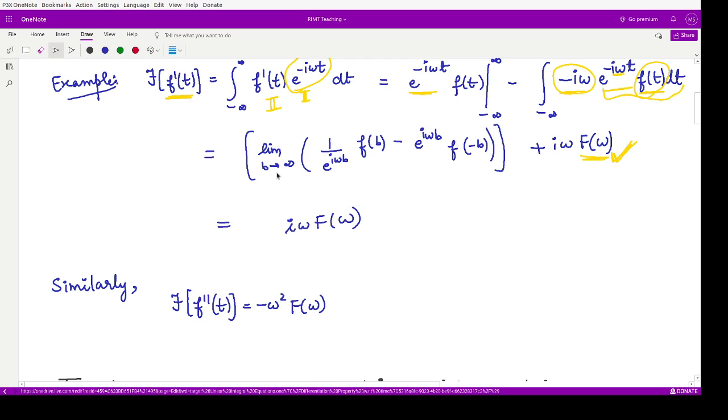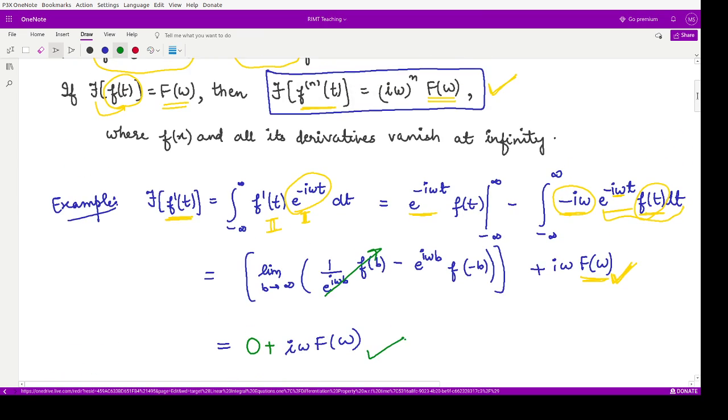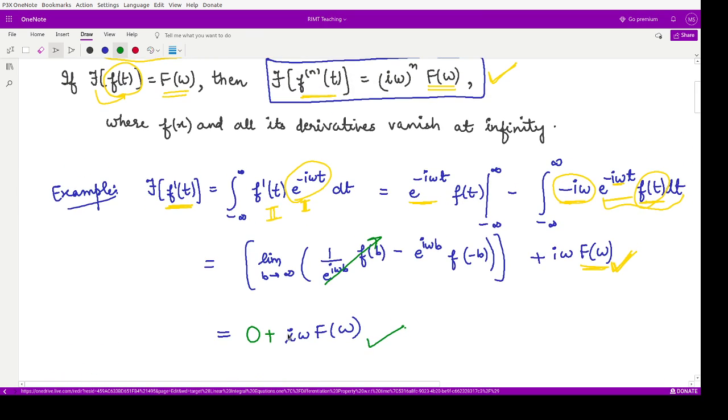So now when you substitute this limit b tending to infinity, what does this become? E to the power infinity, that means 1 by infinity, and this is 0. So the first term is 0, cancelled. And in the second term, when you substitute infinity here, it is not defined, right? So this term won't come here. So this is 0, and we only have this term. So whenever we calculate the first derivative of the given function, this is equivalent to iota omega raised to power 1 F of omega.